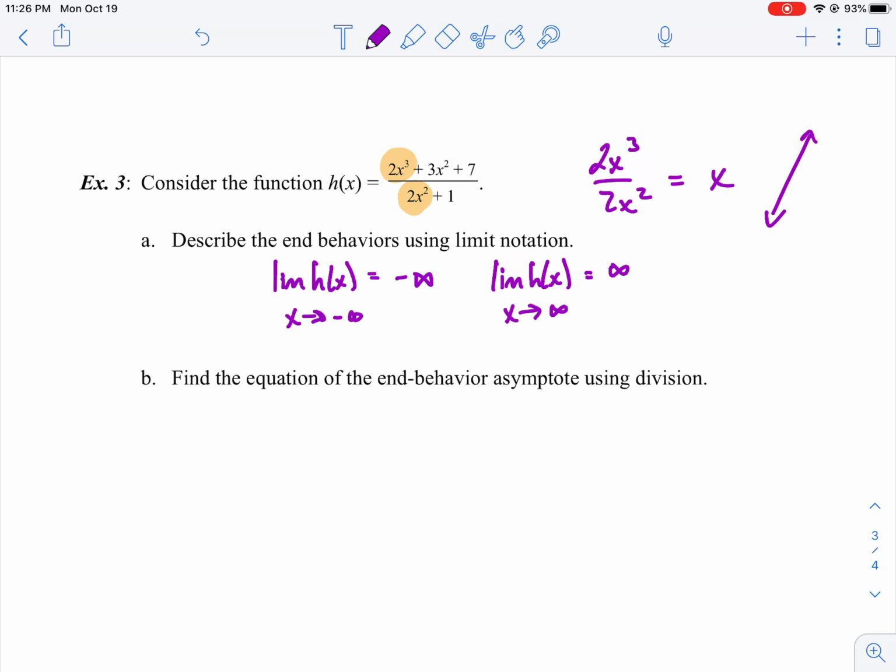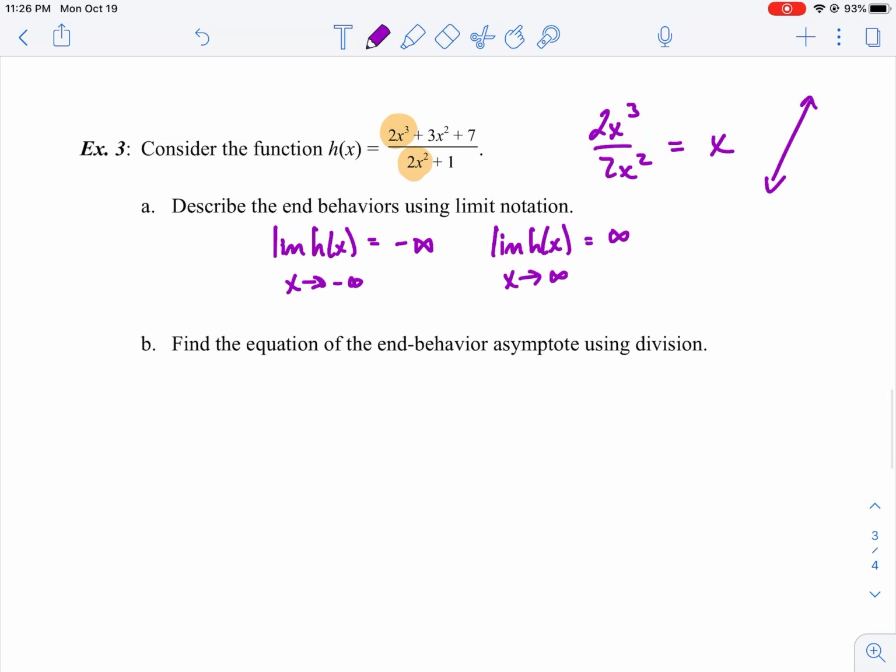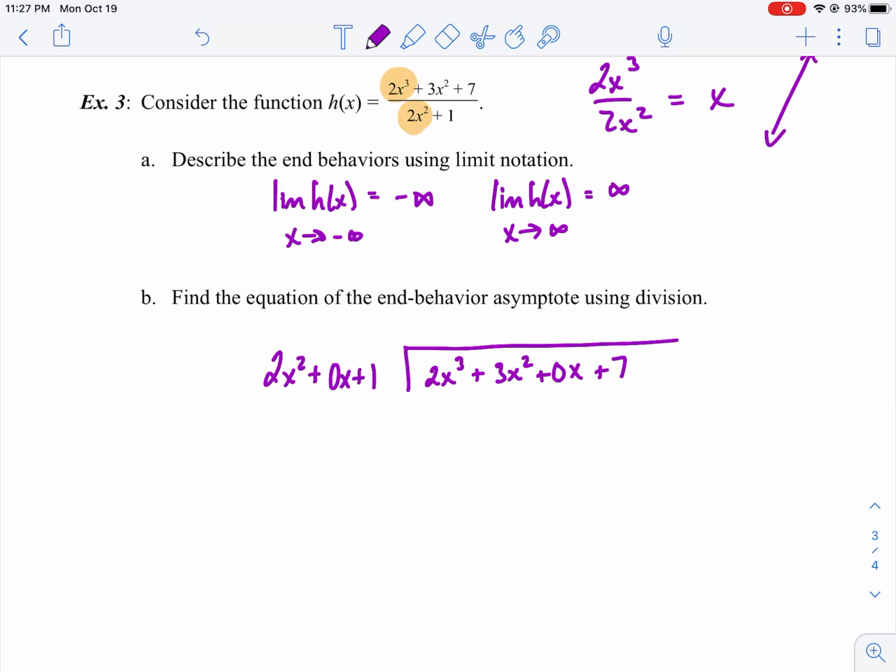But if I want to know what that actual asymptote is, then this is, again, where I get to use division, and unfortunately, this is one where I'm going to have to use long division. So sometimes we do indeed have to use long division. Doesn't happen too often, but it does happen. So how many times does 2x squared go into 2x cubed? That would be x times. So I left a little space there so I could put my 0x in, and I could actually put it out here as well. So I've got that little placeholder.